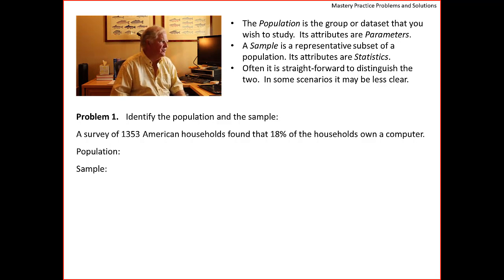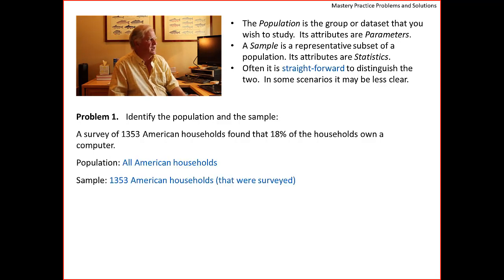The sample is the 1,353 American households that were surveyed, and it's that word survey that gives it all away. A survey is a sampling technique. When you see words like a survey or a poll, you can be sure that a sample was taken. So to read it again, a survey of 1,353 American households, that's making reference to the sample. And then you ask, what is it that this sample is trying to study? It's reasonable to say all American households. It's really as simple as that. I would call this a straightforward problem and solution. So let's go to problem 2.